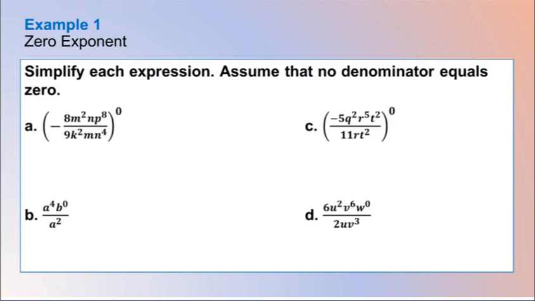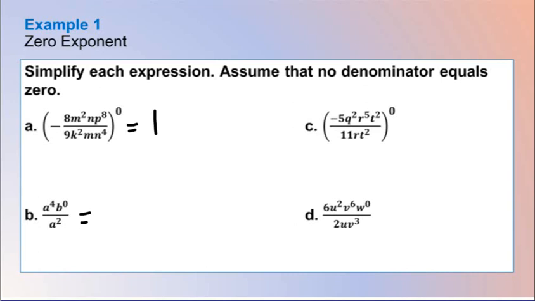So here, simplifying the zero exponents. If we're going to raise everything to the zero power, and when you raise a power to a power, you multiply them, everything would be 0. Everything raised to the 0 power would give us an answer of 1. So for this one, our answer would be 1.